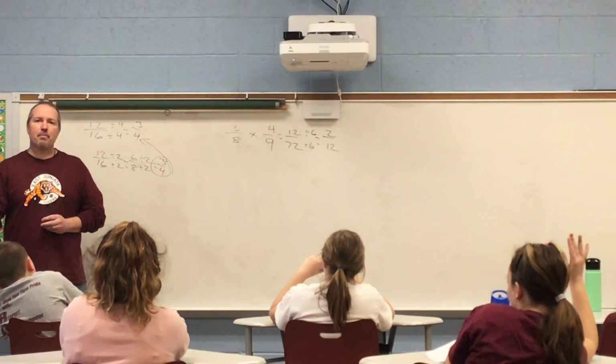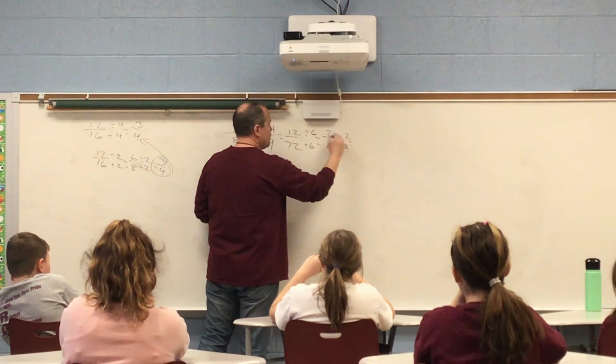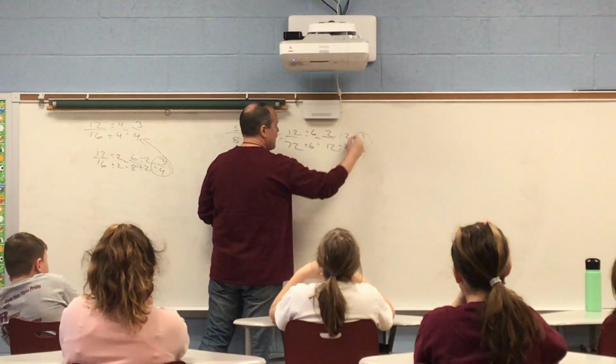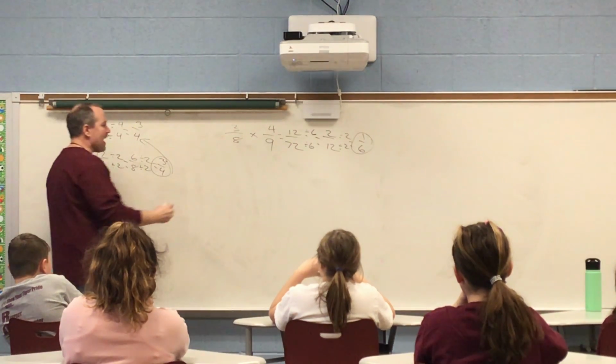The 2 and the 12, we can divide them both by, Keegan? 2. We can divide them both by 2. 2 divided by 2 is 1. 12 divided by 2 is 6. And we get 1/6.